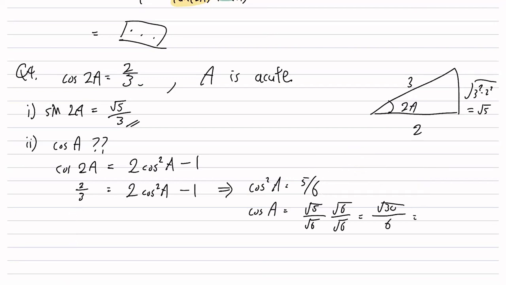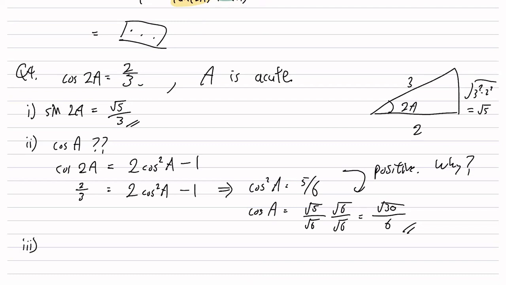Square root 30, let me think a bit. What can I divide by? 2 times 3 times 5. Okay, can't really simplify it. That's all we have. Square root 30 over 6. Positive square root. Positive. I'm sure you know, because A is acute, quadrant 1 angle, cosine A must be a positive value, no negative root. I'll just write that down. I'm sure you know the reason already.